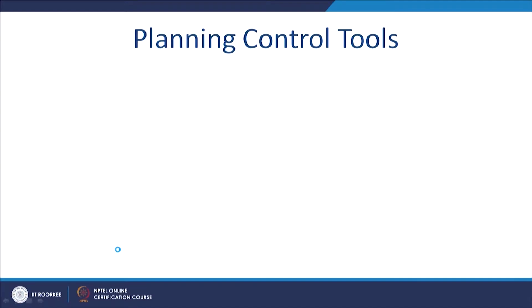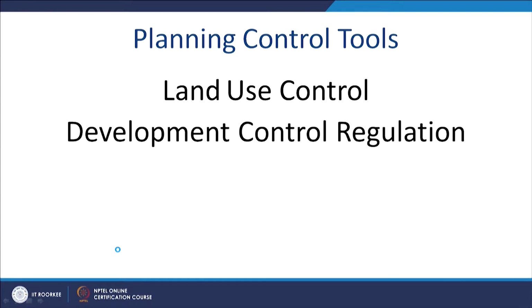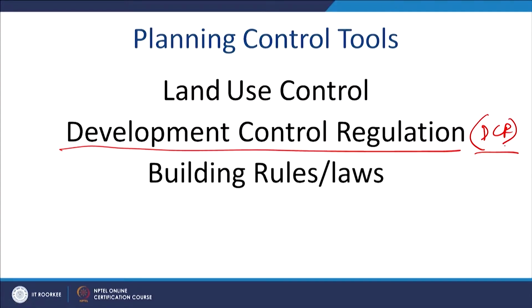Next, see the planning control tools. There are a few control tools that are required. We discussed earlier the land use control in terms of the land use and development control plan. Whatever the name, the objective of the land use control plan is to control the development over the land, for example, residential, commercial, etc. Whereas development control regulation, in short DCR, denotes the control of the building. Apart from the DCR, there could be building rules and laws which denote the very details of the building and the ancillary facilities or amenities, the functioning of the building, or the procedures of building plan approval.